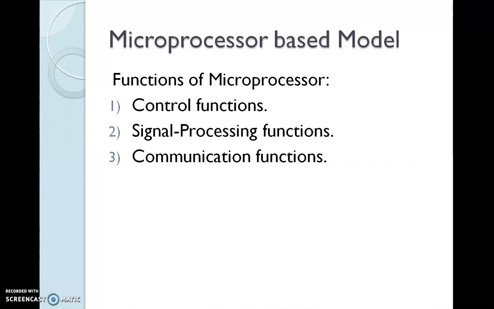Signal processing functions are baseline correction, signal smoothing, calculation of percentage T, absorbance and concentration, derivative, etc. Communication functions include keyboard entry, menu driven operations, data presentation, warning display, communication with external systems, etc. These all come under the communication functions of the microprocessor based model.